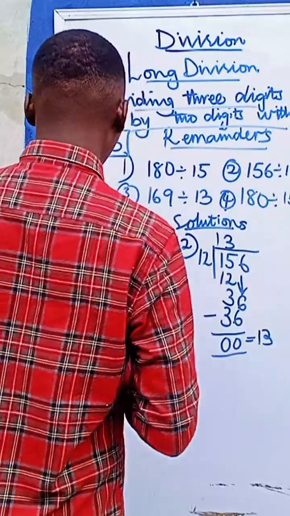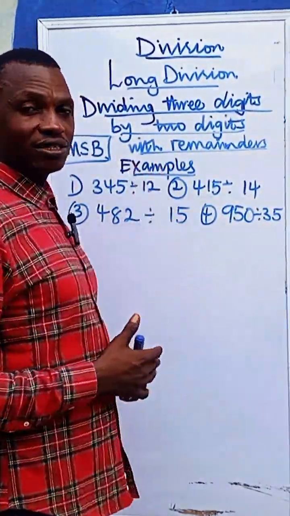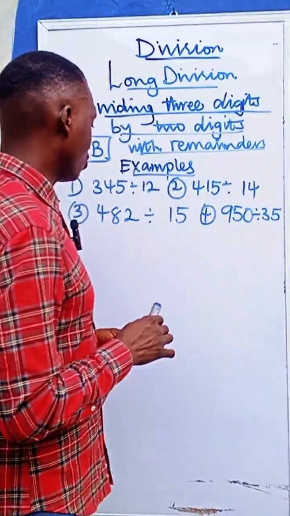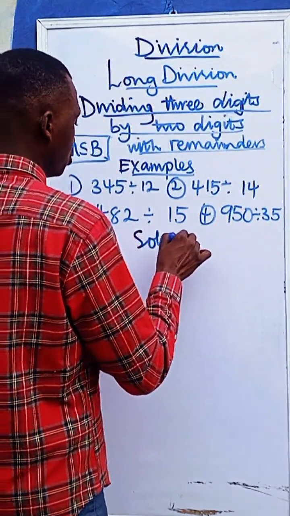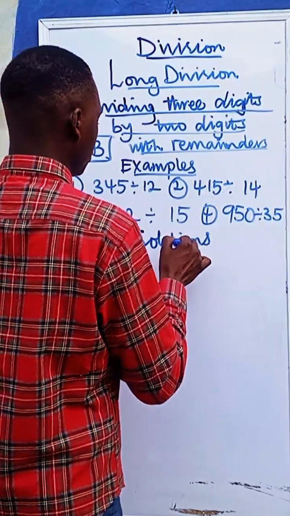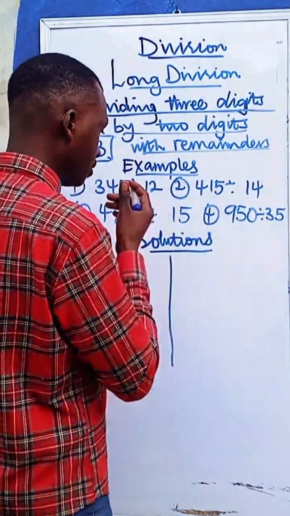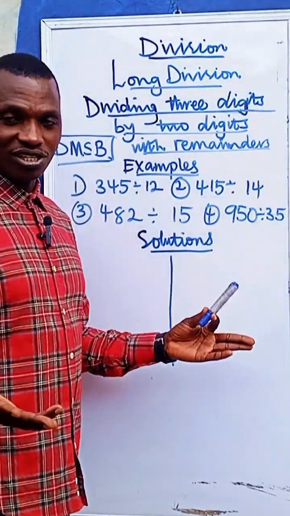13. So as we continue this, let's move into dividing 3 digits by 2 digits with remainders. Come along, let's do this. All right. So for this now, we have our solutions. Now let's break it down. So we'll do it in twos like we did the other one. Question 1, following our DMSB as usual.